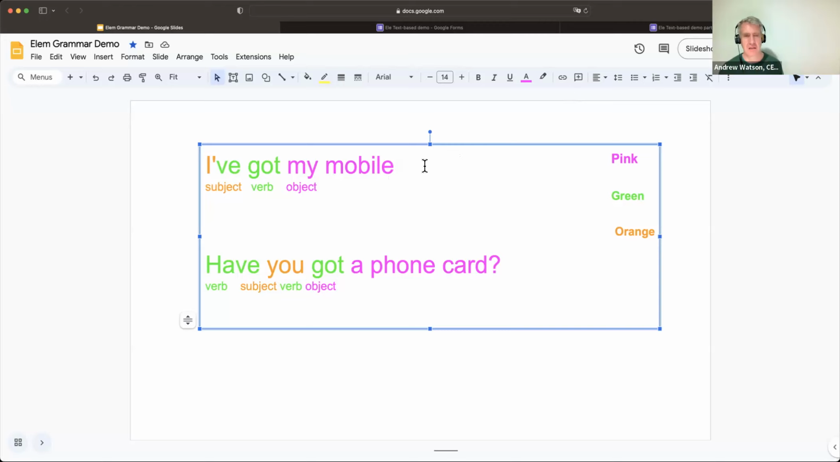And the subject, what color is the subject? It's orange. And the auxiliary is green. And the object is purple. Notice the pronunciation of mobile, yeah? Mobile.